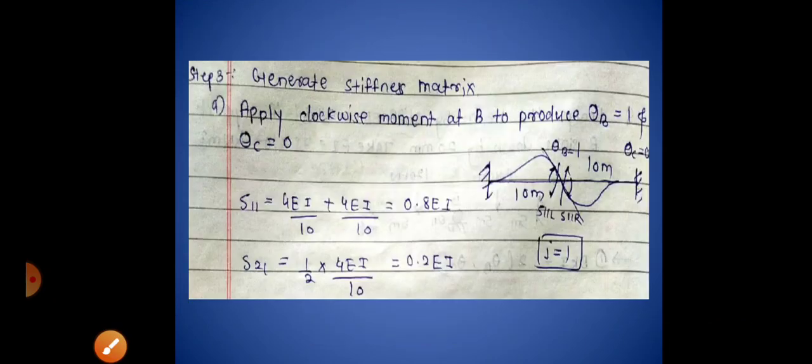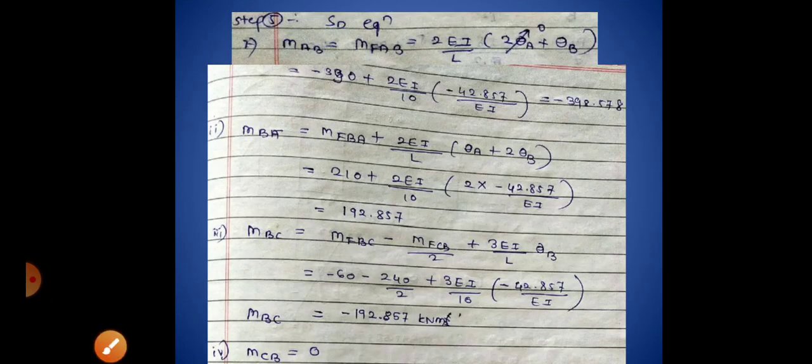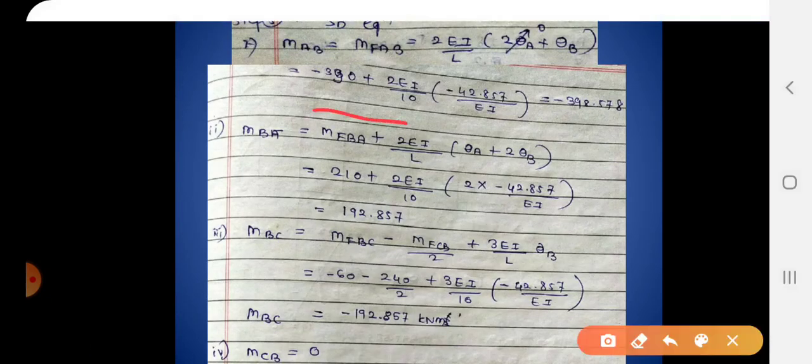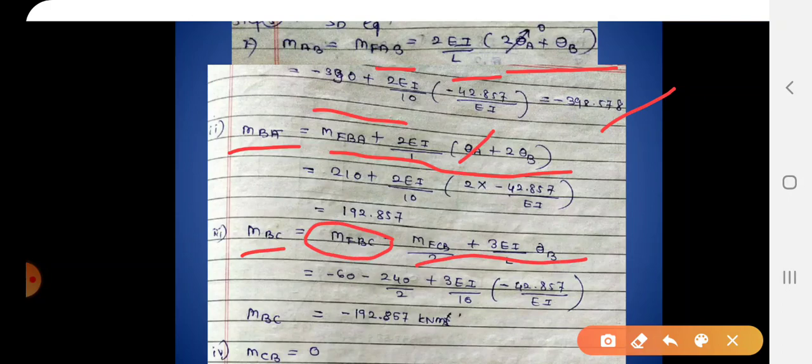So go to that step. Slope deflection equation: MAB equal to MFAB plus 2EI by L into (2 theta A plus theta B). A is a fixed support, therefore theta A is 0, and you will get this value. Then MBA equals MFBA plus 2EI by L into (theta A plus 2 theta B), again theta A is 0. Then for MBC we have to use the modified slope deflection equation, therefore MFBC minus MFCB by 2 plus 3EI by L into theta B. Accordingly MCB equal to 0.